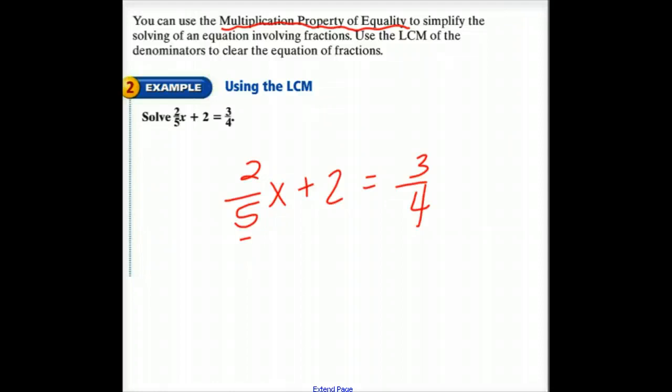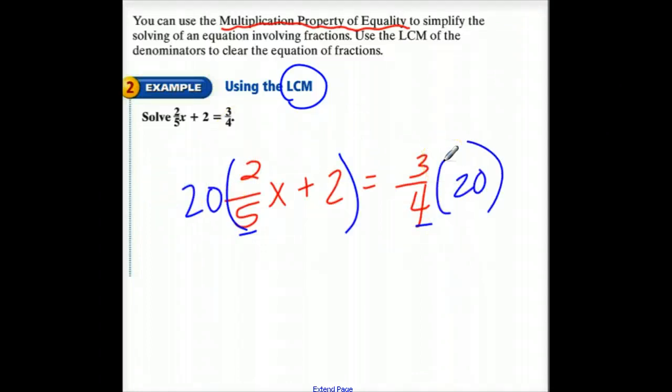However, I'm going to show you one more method. It's called using the least common multiple. If I want to get rid of this fraction and this fraction, look at the bottom numbers, the denominators. Find their least common multiple, or a multiple that they both go into. I'm going to use 20. I know that 5 and 4 both go into 20. If I multiply this entire side by 20, and what I do to one side I have to do to the other, I'm going to distribute the 20 to both parts.